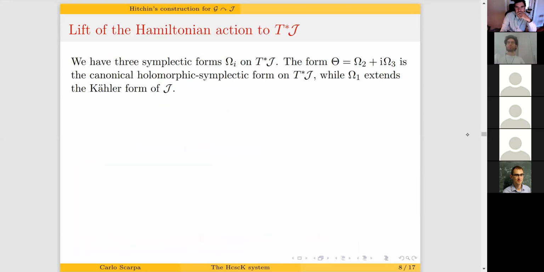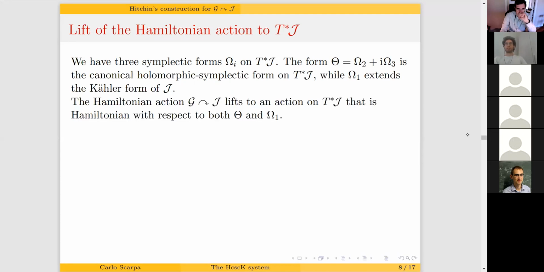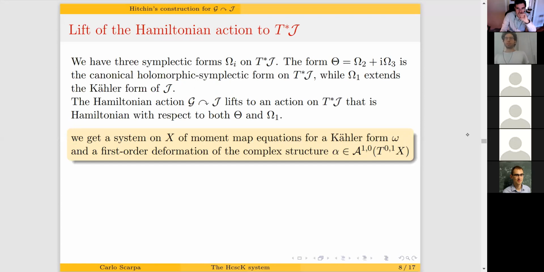Okay, so let's also look at the lift of the Hamiltonian action. The Biquard-Gauduchon metric is obtained by a Calabi ansatz. So this means that it's actually quite easy to prove that the lift of the action is Hamiltonian with respect to this hyperkähler structure. And so we find indeed a system of moment map equations, because it turns out that our action on curly J can be lifted to an action that is Hamiltonian with respect to all the symplectic forms in the hyperkähler family, as was also the case for Hitchin's equations. And so we find a new system of moment map equations that should be analogous to Hitchin's system.